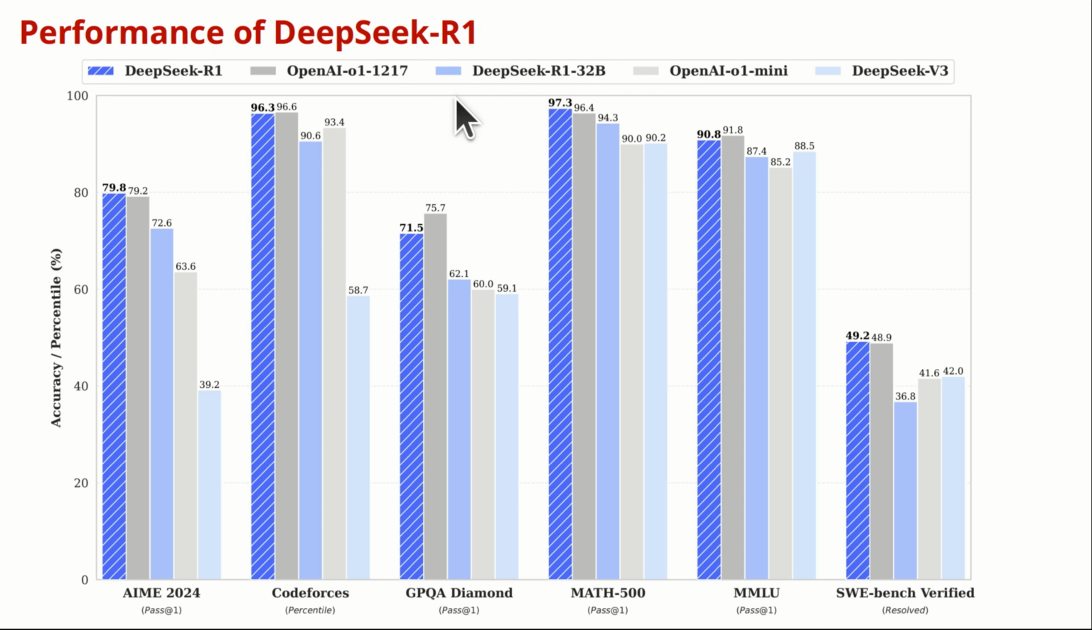I will explain what the distilled models are later on. Then you can see the performance of OpenAI O1 mini. These are these light gray rectangles, and finally you can see the performance of DeepSeek V3.